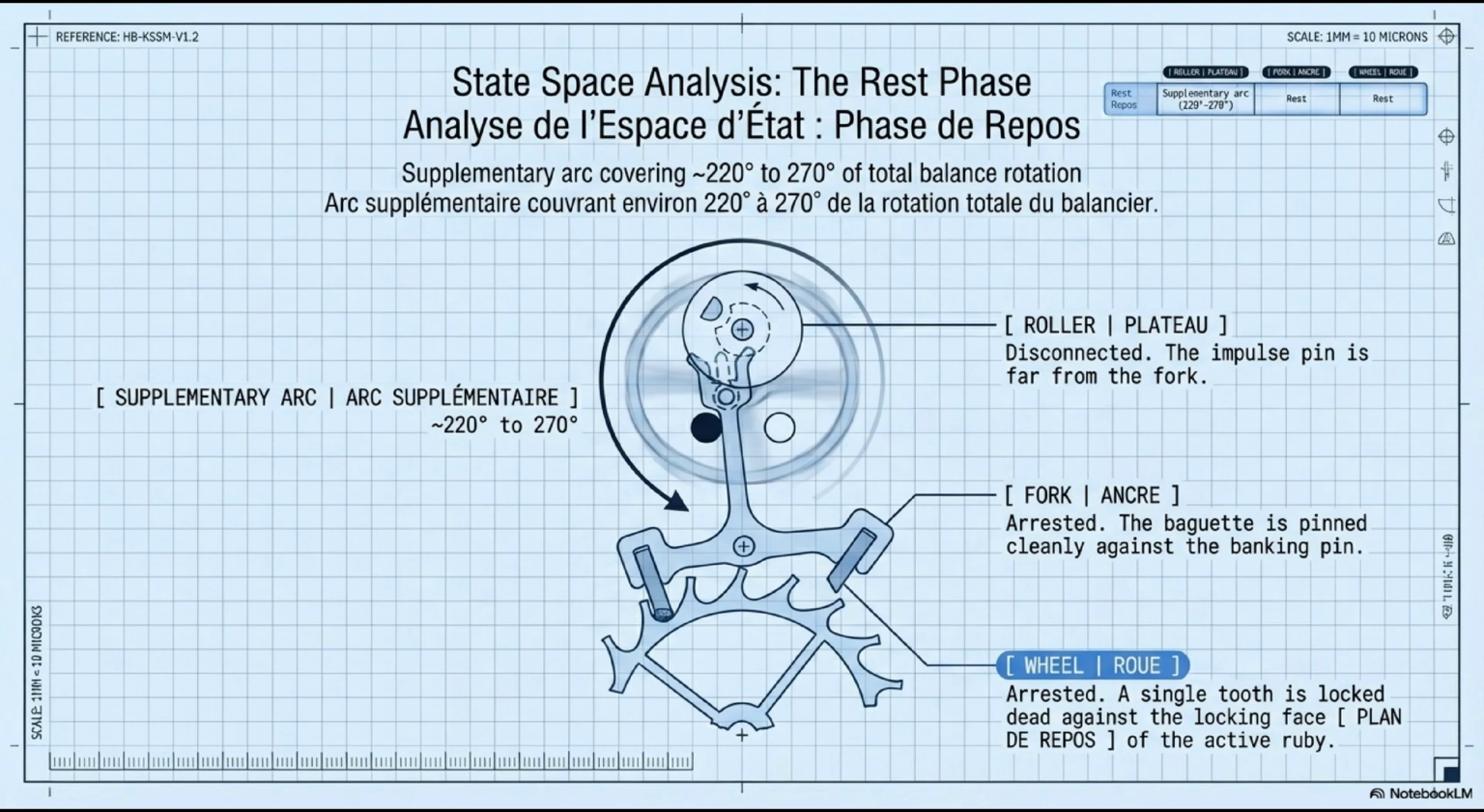The fork anchor. Status, arrested. The baguette is pinned cleanly against the banking pin. Not resting loosely, actively held. The draw mechanism ensures continuous engagement. The escape wheel tooth pressing on the locking face generates a torque pulling the fork against the banking pin. The fork is in static equilibrium between draw force and banking pin contact.